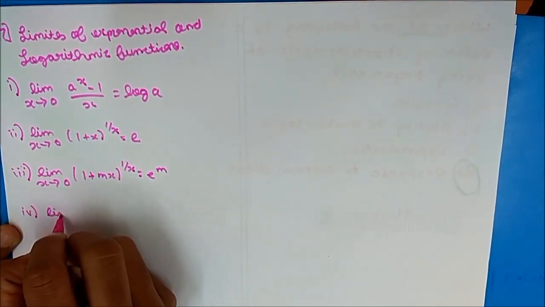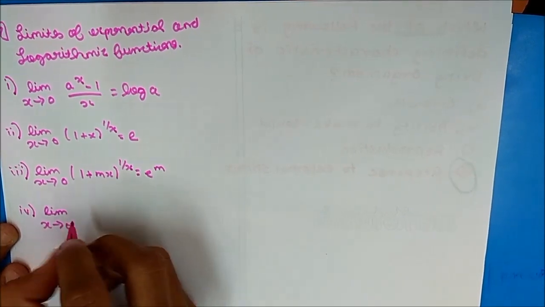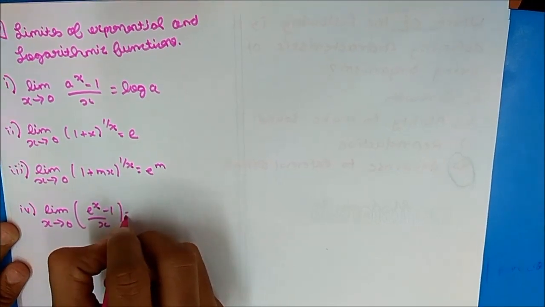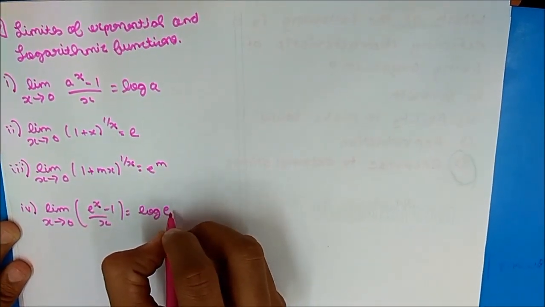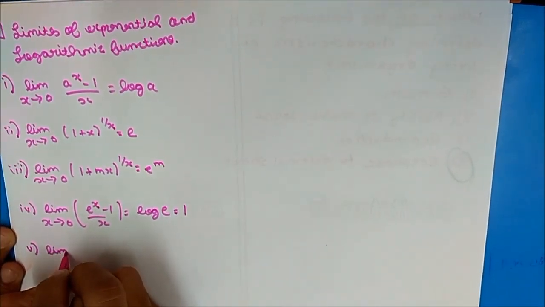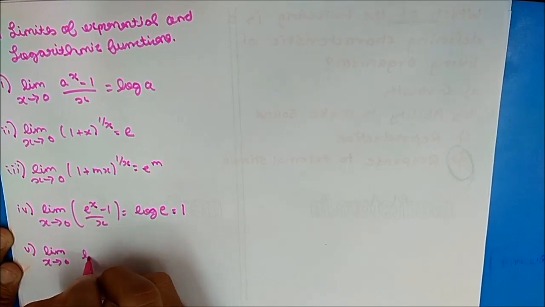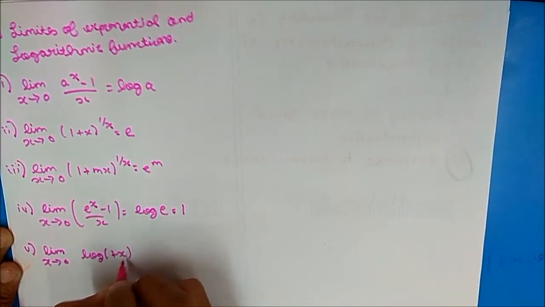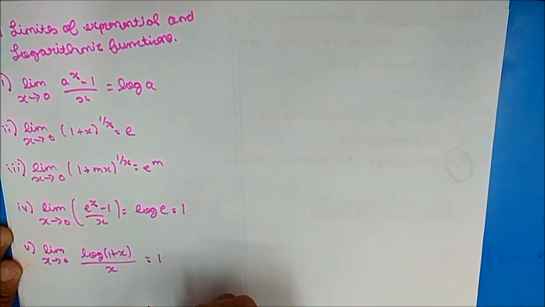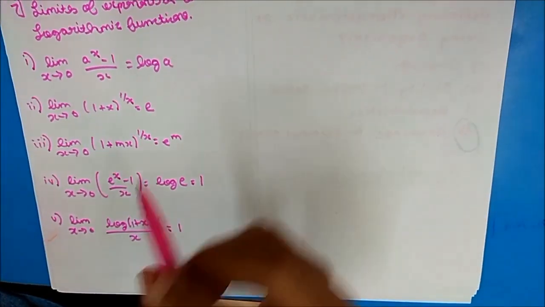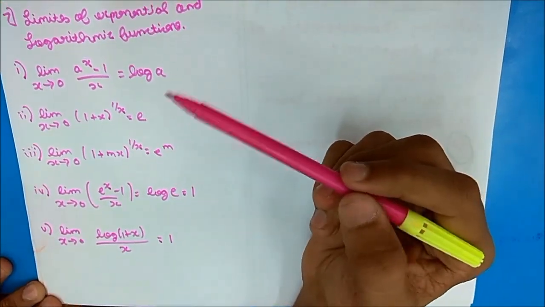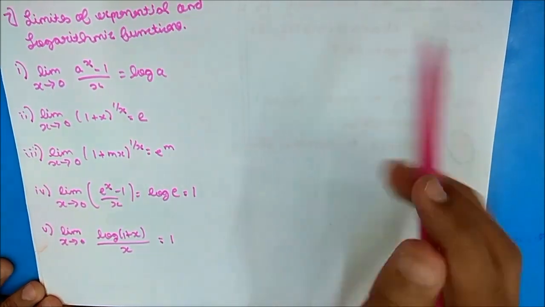Fourth, limit x tends to 0 of e raised to x minus 1 upon x is logarithm of e, that is 1. And fifth, limit x tends to 0 of log of 1 plus x upon x, that is also 1. Please remember this set of 5 formulas while solving limits of exponential and logarithmic functions, as without this you wouldn't be able to do it.